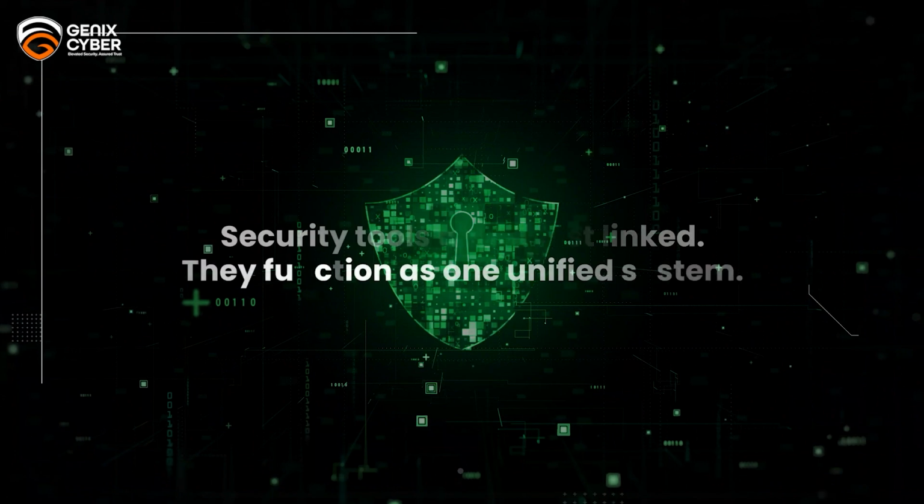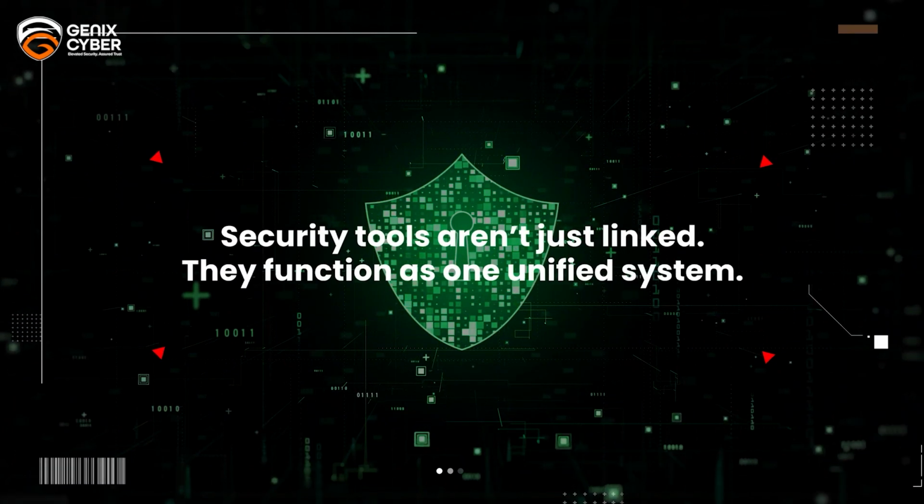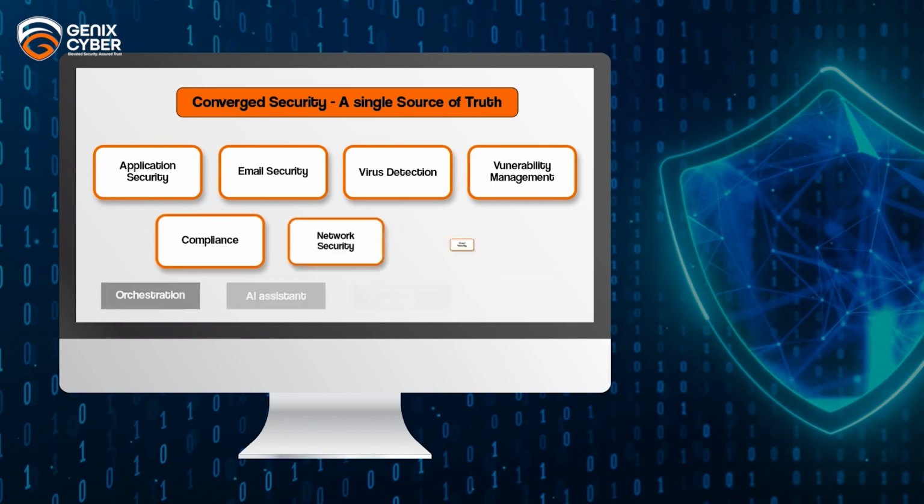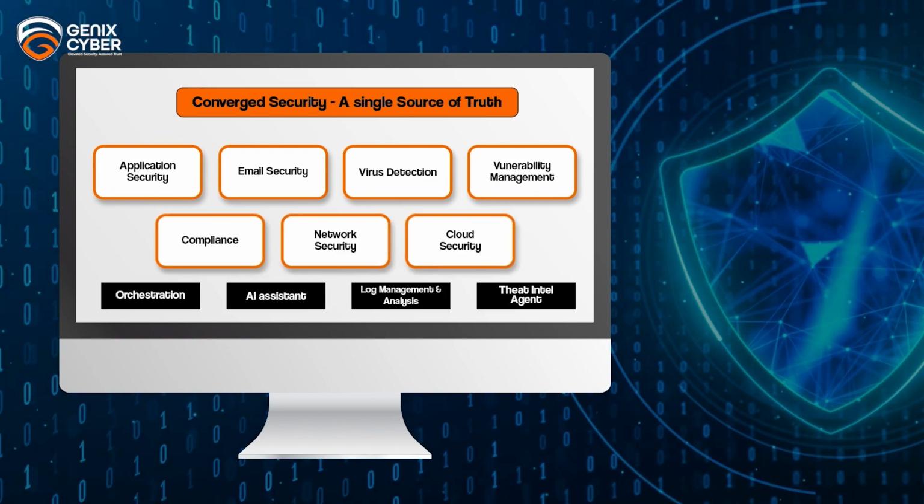Convergence, on the other hand, is different. It means security tools aren't just linked together, but they function as one unified system. Policies, detections, and response actions are correlated across all layers. Instead of dealing with multiple tools and silos stacked up, security teams get a single source of truth, a single data lake.